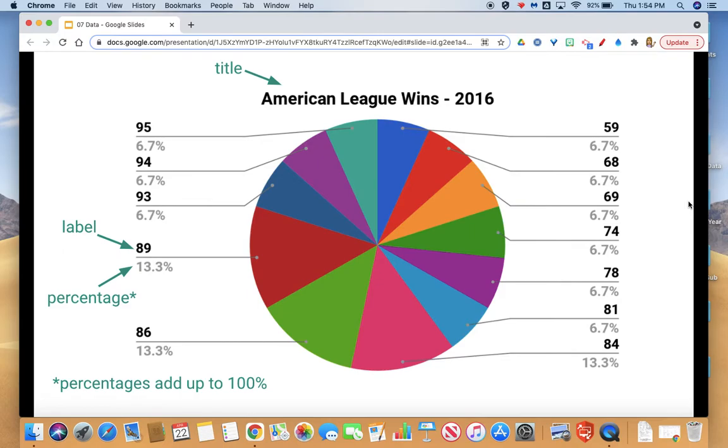You'll notice that this graph has a lot of things that a typical graph does, like a title. You'll also see a label that tells us what that data point represents. So here, this one represents 89, and then the percent that that data point is occurring in our data, which in this case, 89 occurred more than some of the others. It occurred 13.3%. All of your percentages should add up to 100.